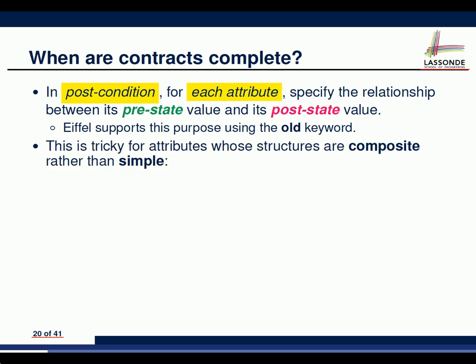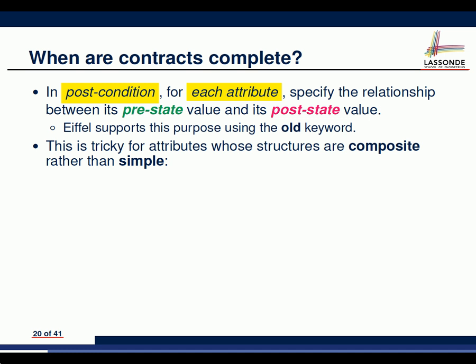So now, the tricky thing is really composite types. A simple type like a balance, like an integer, is very easy. I can say balance equals old balance minus amount. That's easy to have. But what if you have an array, or a linked list, or a binary search tree? How do you specify a postcondition that can completely constrain the supplier on how they should modify the data structure? That's really what we have to pay attention to.